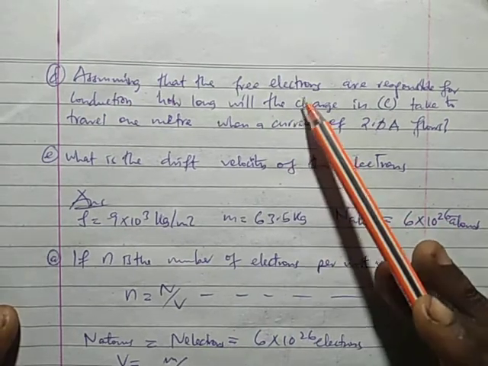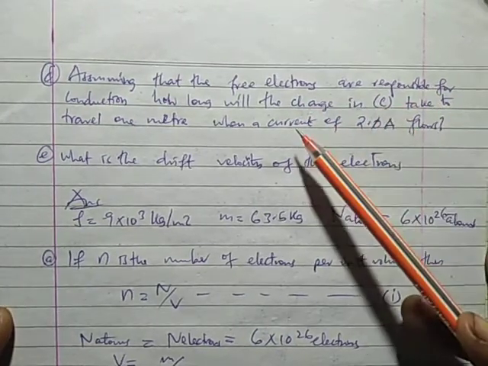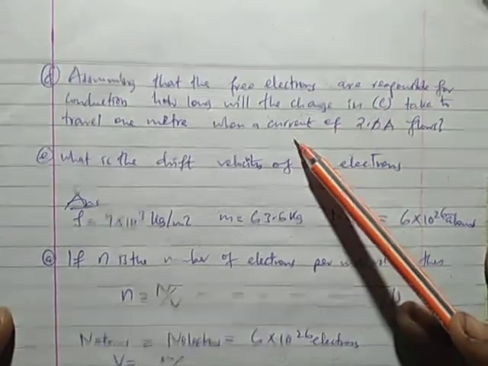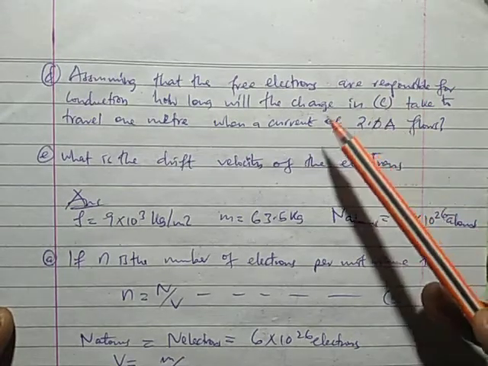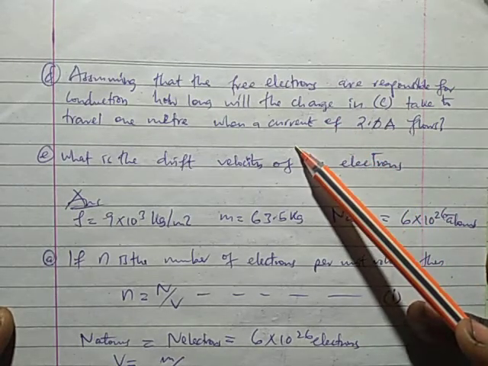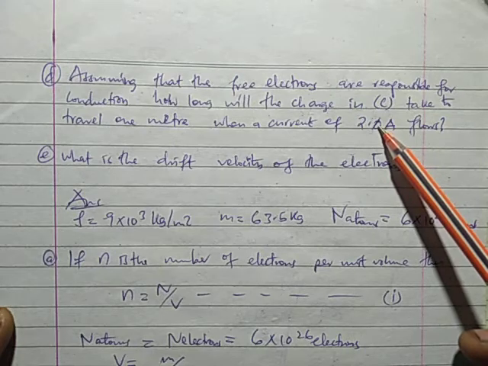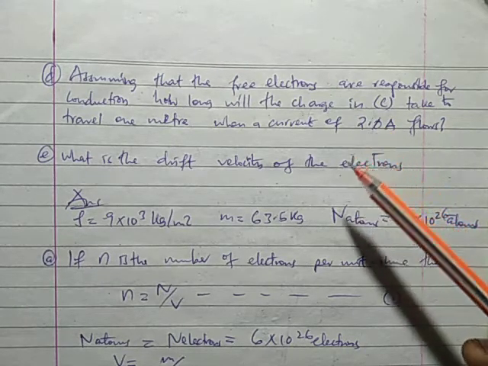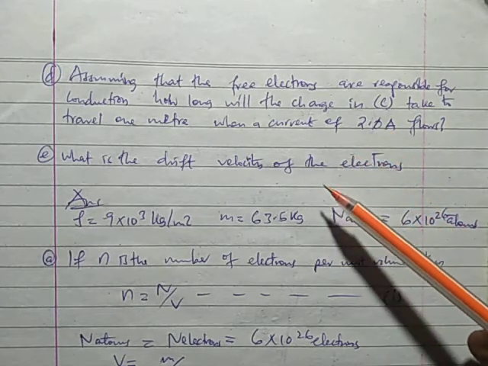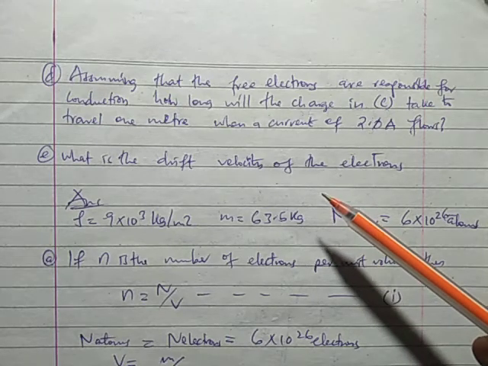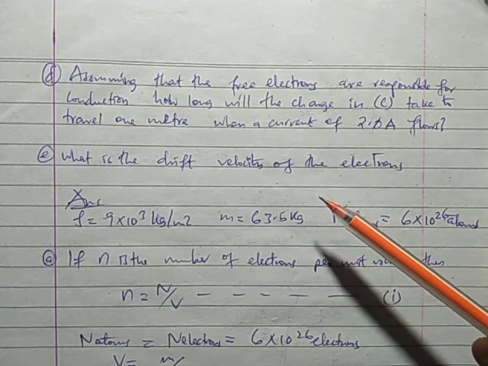Kwa mfano D, assuming that free electrons are responsible for conduction, how long will the charge in coulomb take to travel 1 meter when a current of huyo hapo flow? Wamekupa current. Then what is the drift velocity of electron? Kwa hili swali kiufupi ni kama wamekuuliza uende step by step.